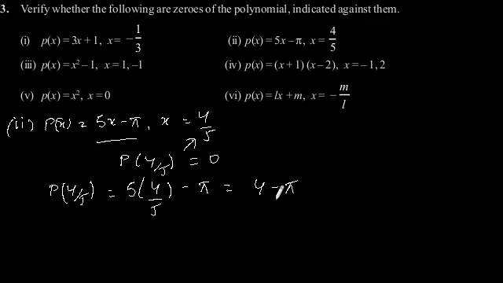So here we can see that by putting x is equal to 4 by 5, we are not getting the answer as 0. So x is equal to 4 by 5 is not a zero of the given polynomial. So the answer is no.